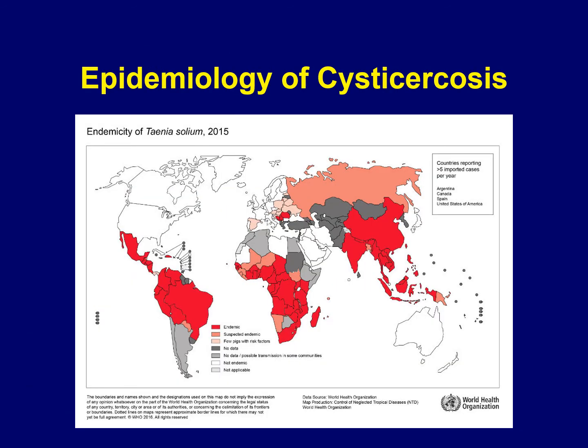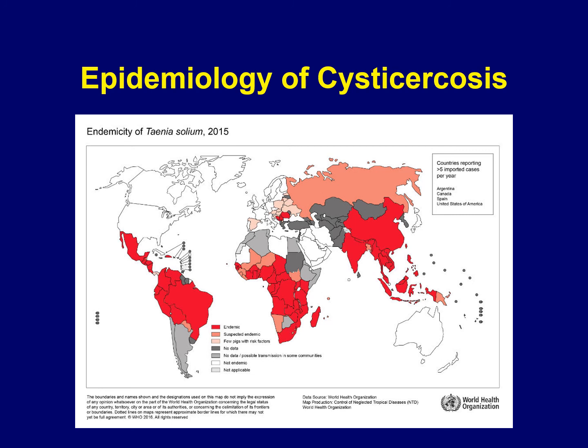This map shows the endemicity of Taenia solium and therefore also the global distribution of neurocysticercosis and cysticercosis. We see that throughout Latin America, Sub-Saharan Africa, South Asia, and Southeast Asia are all endemic. There are some regions that are suspected endemic.